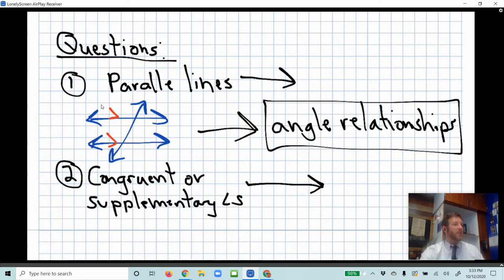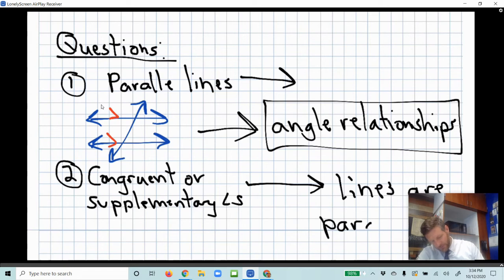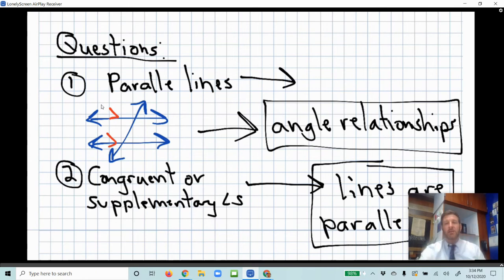Number 2 says, knowing the angle measurements allow you to prove what? Well, the opposite of this. If I know the angle relationships, then that allows me to prove that the lines are parallel. So this is where we get the word converse, because a converse is just the reversing of the P and the Q, or the hypothesis and the conclusion.